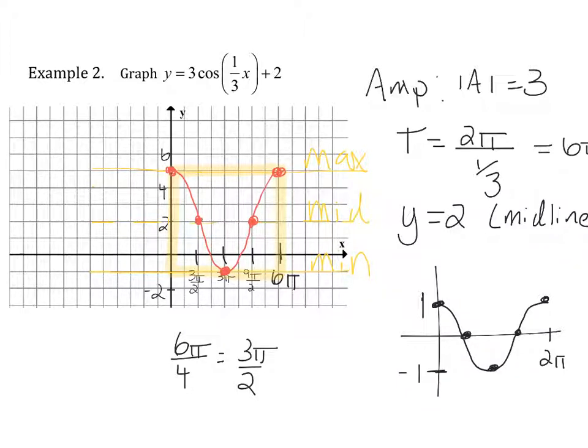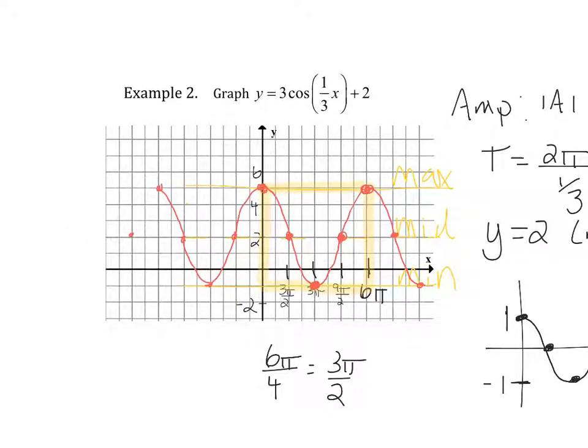And then I try to continue that. So 2 grid boxes over, it should be at its midline again. And 2 grid boxes, it should be at its midline. Continuing to the left of this, 2 to the left, it should be at its midline. 2 more to the left, it should be at its minimum. And then its midline again, and then its maximum, then its midline again, and then its minimum. That's as far as I can really go on this graph.